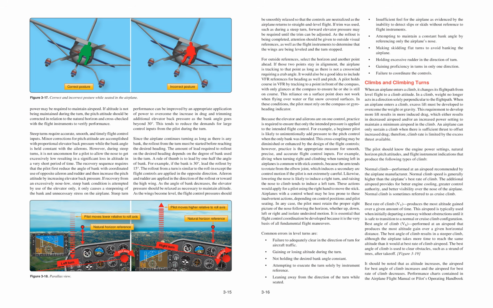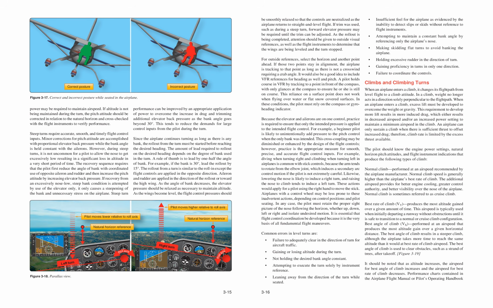An airplane can only sustain a climb when there is sufficient thrust to offset increased drag, therefore, climb rate is limited by the excess thrust available. The pilot should know the engine power settings, natural horizon pitch attitudes, and flight instrument indications that produce the following types of climb. Normal climb, performed at an airspeed recommended by the airplane manufacturer.